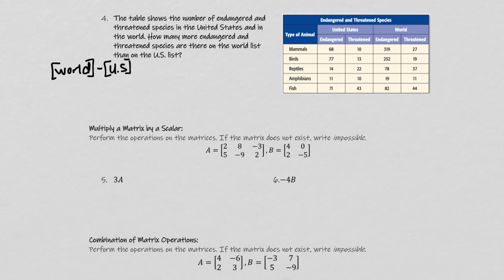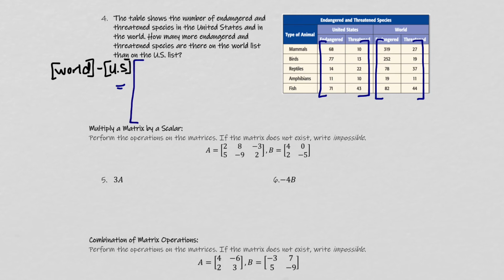Okay. Well, if I look over at this chart, the United States shows endangered and threatened as the 2 columns under the United States. The rows are all the types of animals. Then the world has endangered and threatened. So this actually makes 2 matrices. This is one matrix, and that's the U.S. This is the second matrix, and that's the world. So it's wanting me to take world minus U.S. Now, I'm not rewriting those matrices because that takes a lot of space, but I will write the subtraction part.